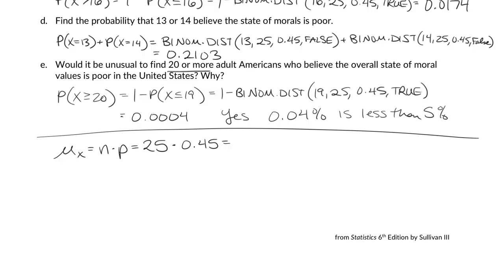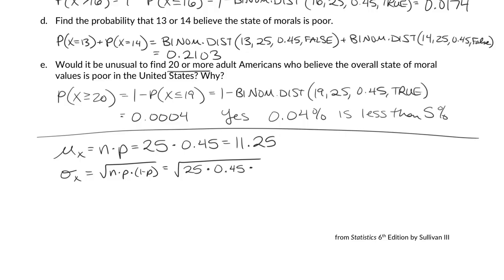11.25, right? That's the average. That's the mean. We also want to calculate the standard deviation using my efficient formula for binomial data, which is the square root of n times p times 1 minus p. Well, we know n, that was 25. We know p, that was 0.45.